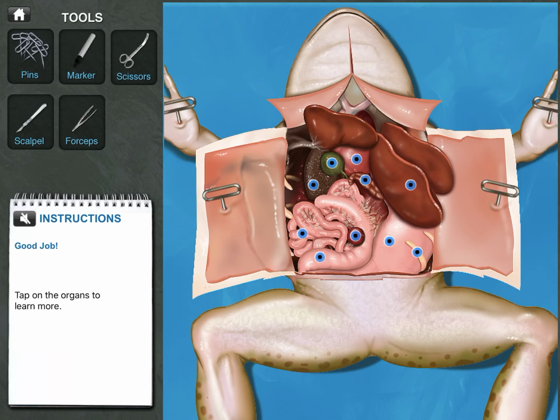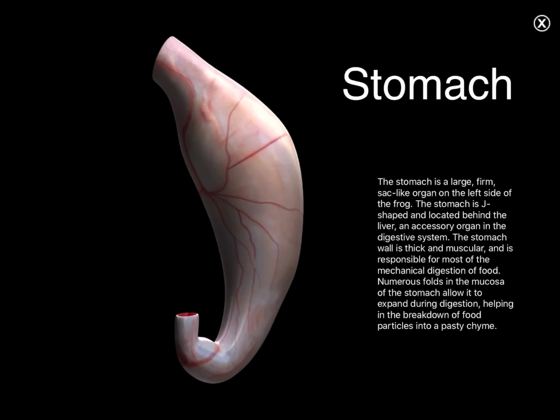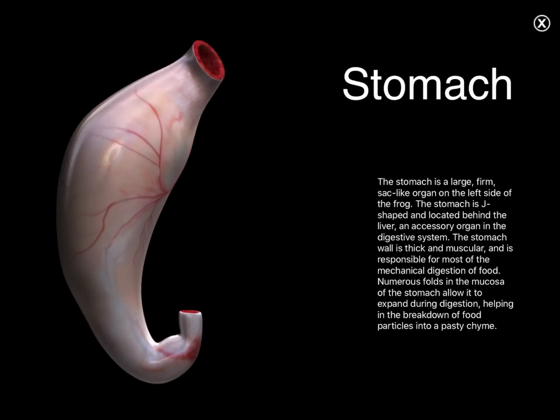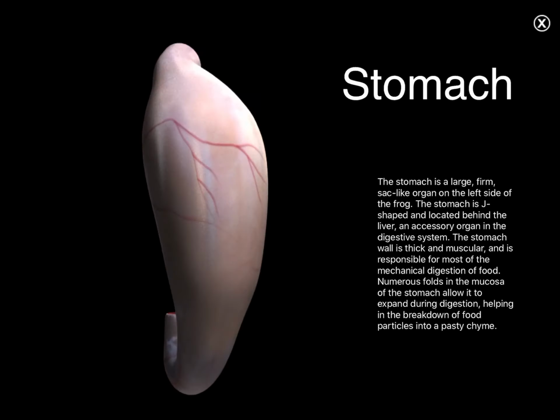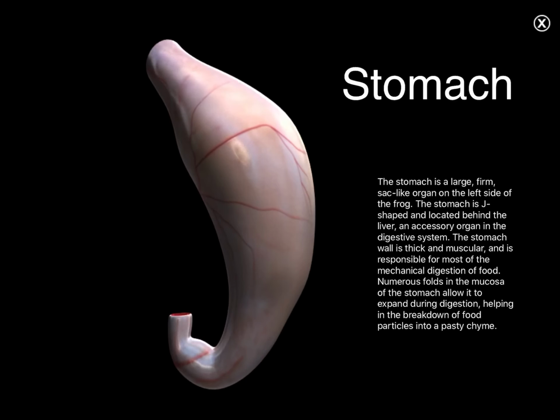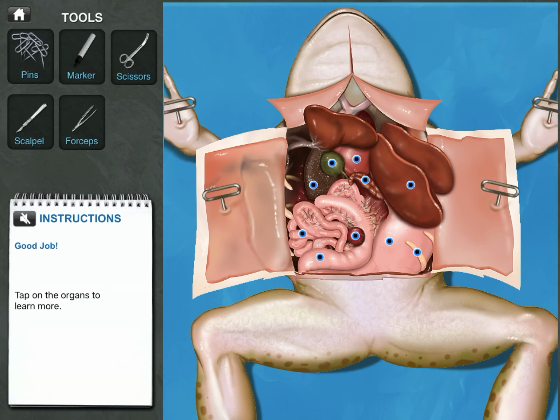So now let's talk about digestion. I'm going to start over here on the right with this stomach. Pretty nasty looking, huh? Yep. Basically, that is where all the chewed up flies and bugs will go down into that stomach and get mashed up, and digestive juices will get mixed into it to kind of liquefy that fly.